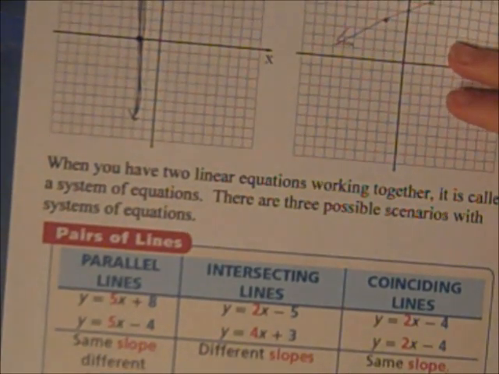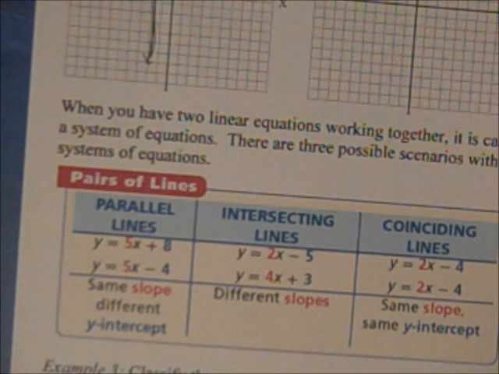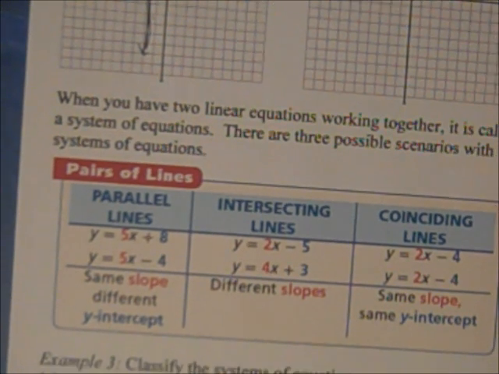Last example is systems of equations. So we had a couple of these earlier in the chapter. Now we're going to classify them. So if you have a system, remember systems just mean two equations working together. You have three possible scenarios of what could happen.